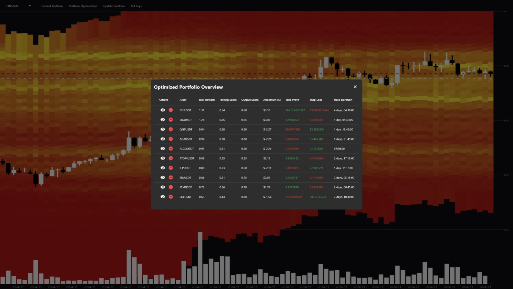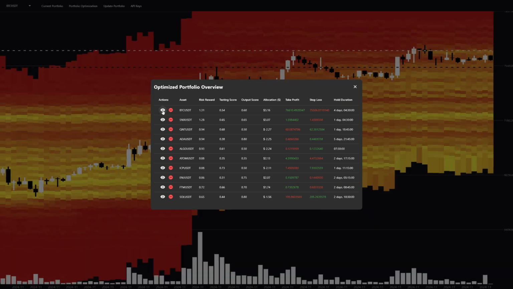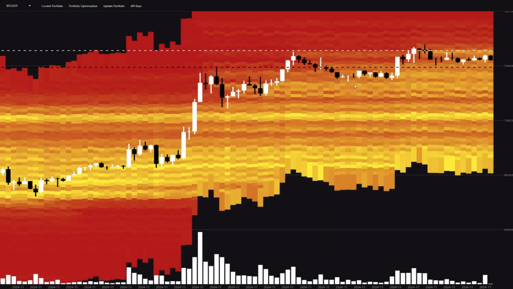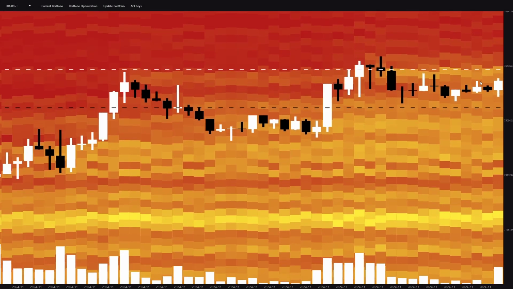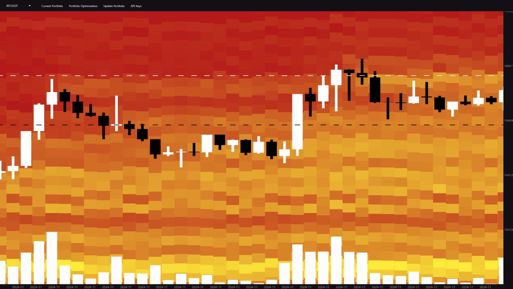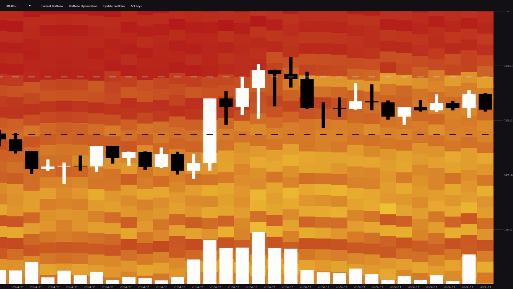At the top, we have Bitcoin. Let's check that chart. The white line represents the predicted take profit, while the black line represents the predicted stop loss. We have a nice risk reward because we are farther from the take profit than from the stop loss. This means that we are betting on making more than what we are willing to lose.